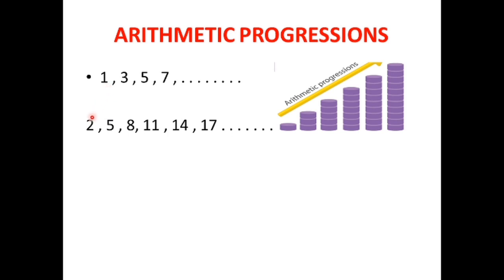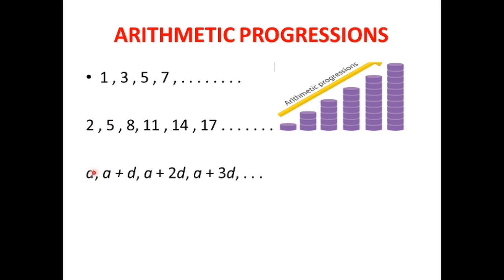Now in arithmetic progression, the first term is denoted by the letter A. The difference between any two consecutive terms is the same, and that is called the common difference. The common difference is denoted by the letter D. The first term is denoted by the letter A, and the common difference is denoted by the letter D.